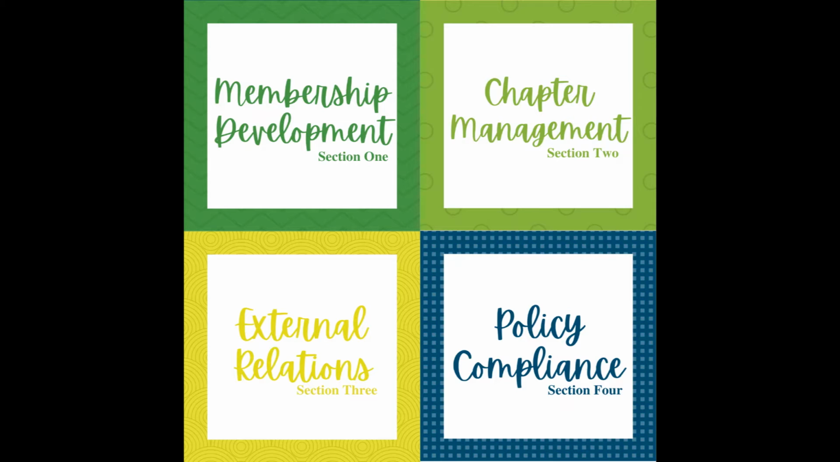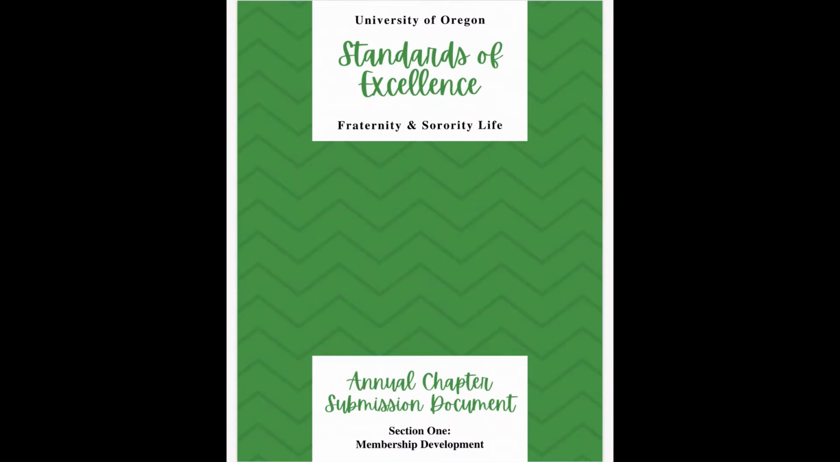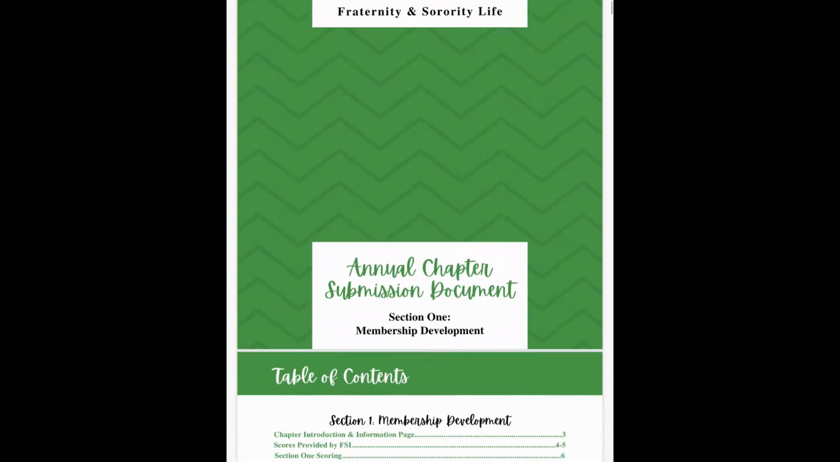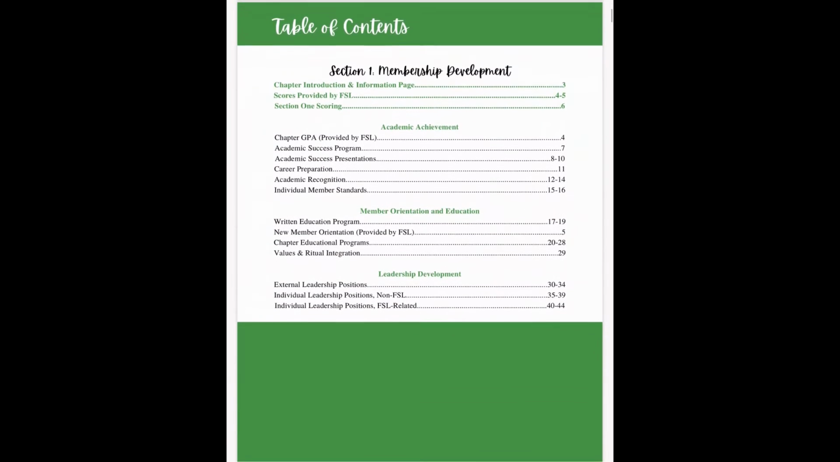To fully comply with Standards of Excellence, a chapter will need to complete all 4 PDFs and submit them by the deadline. Each of these 4 PDFs are set up in a similar manner, so let's dive into more about the structure of each submission document. Within each submission document, there will be a table of contents that outlines the standards for that section, including which points are provided by Fraternity and Sorority Life. These PDFs have been set up with a table of contents that link to support your ease of navigation.